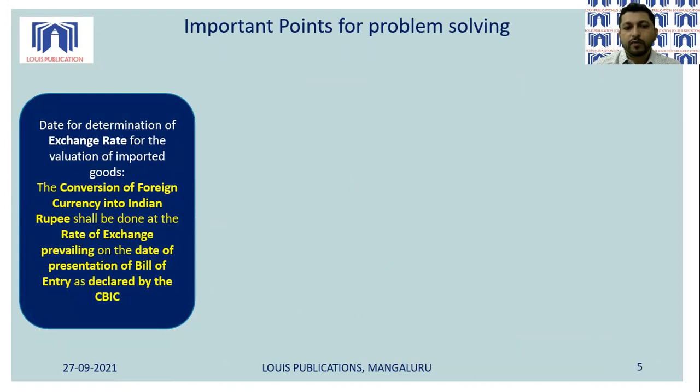The date for determination of the exchange rate for the valuation of imported goods: the conversion of foreign currency into Indian currency shall be done at the rate of exchange prevailing on the date of presentation of the bill of entry. So when the importer presents the bill of entry to the customs authority, the exchange rate on that date will be taken for computation of customs duty in Indian rupees. That rate must be declared by the CBIC, the Central Board of Indirect Taxes and Customs. This is about the date for determination of the exchange rate.